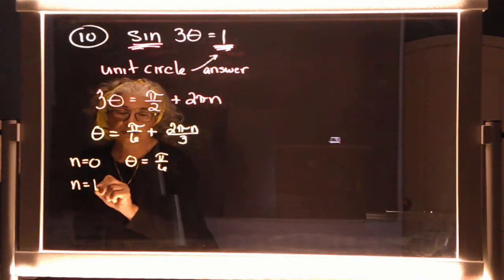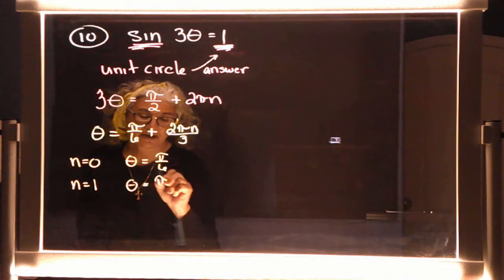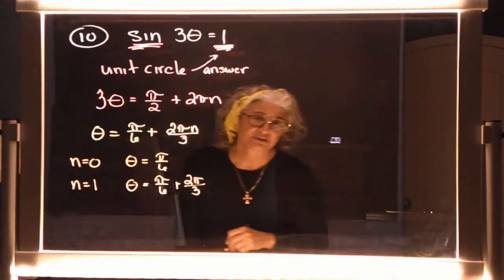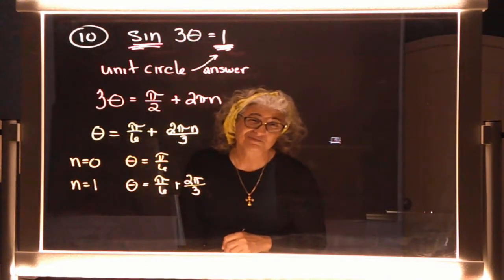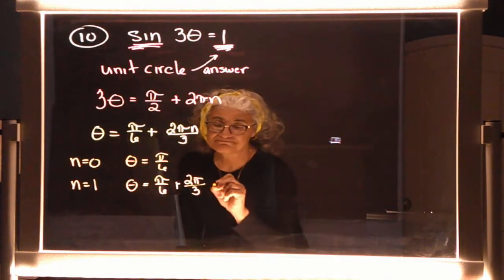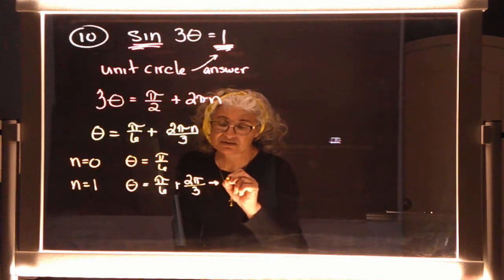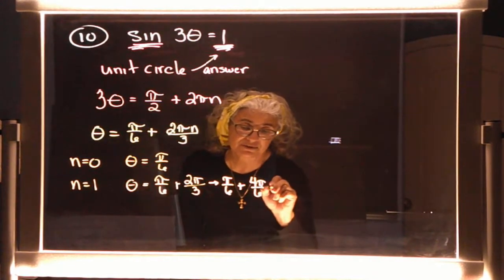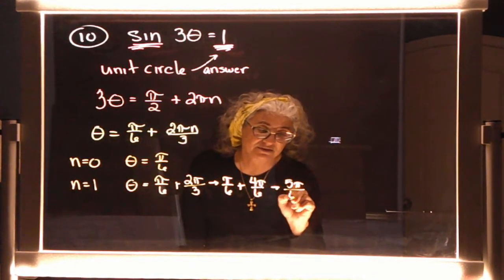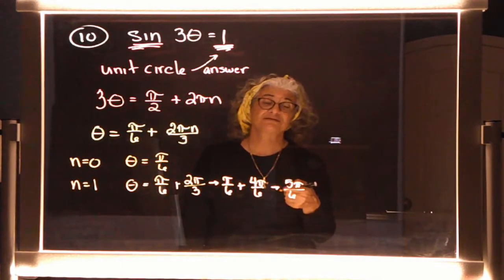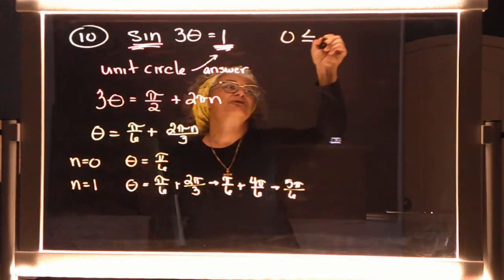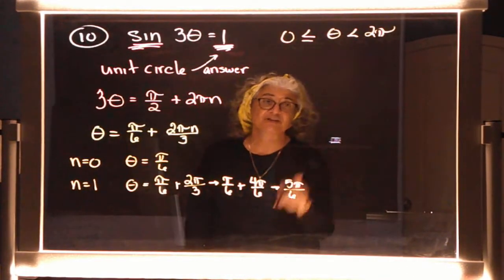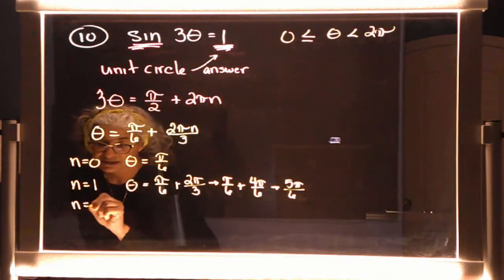How about n equaling 1? Theta would be pi over 6 plus 2 pi over 3. So now you got to add your fractions. Common denominator. This would give me pi over 6 plus 4 pi over 6, which gives me 5 pi over 6. Are we still good? Yes, we are, because remember, my restriction is theta having to be between 0 and 2 pi, and that's definitely in between there.